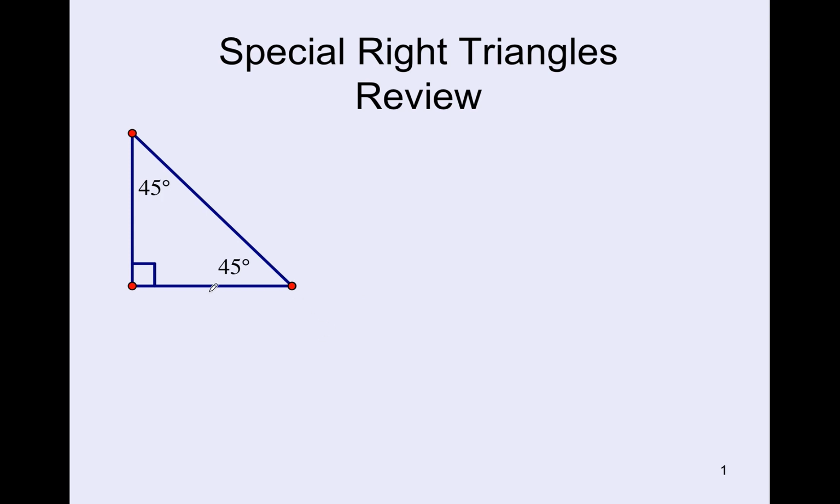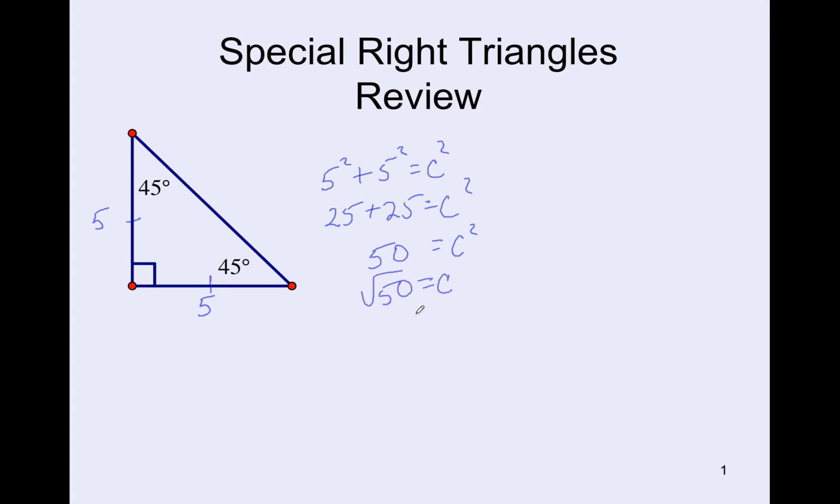Okay? How about if this is 5 here? Well, if this is 5, then this one over here is going to be 5, and then we just do 5 squared plus 5 squared equals c squared. 25 plus 25. C squared equals 50. C is equal to the square root of 50. See if you can break that down. Biggest perfect square that goes into that is 25 times square root of 2. C is equal to 5 root 2.